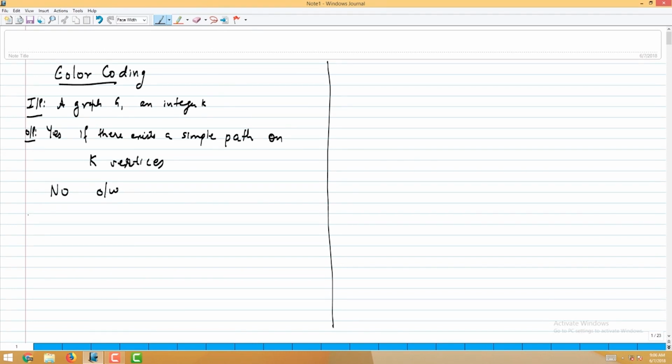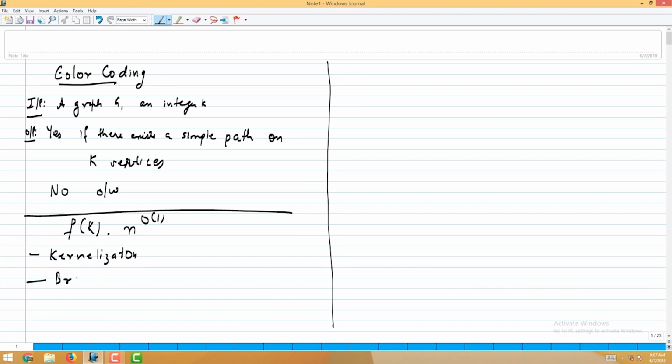So let us try to see. We have till now seen three techniques to prove that certain problems are FPT. That means they admit algorithms which have running time of the form: some function of k, any function of k, I don't care, times some polynomial in n. n is the number of vertices in the graph. Okay. So far we had seen kernelization to design such algorithms. We had seen branching to design such algorithms, and yesterday we saw iterative compression.